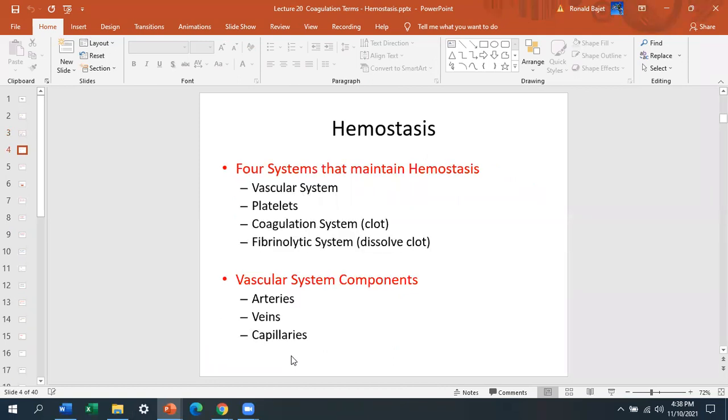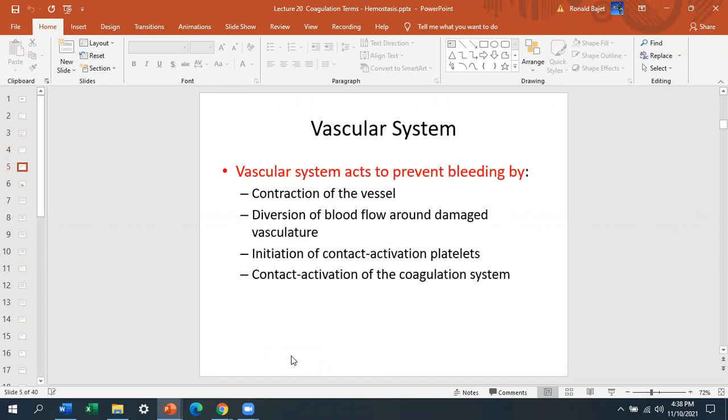Make sure you know this page right here. There are four systems that maintain hemostasis, because you'll be asked this. The vascular system, which is all your blood vessels, the platelets, the coagulation system, the clotting system, and the fibrinolytic system, the dissolve-the-clot system. And the vascular system components are your arteries, veins, and capillaries. So make sure you know these two systems. All right, make sure you know this page.